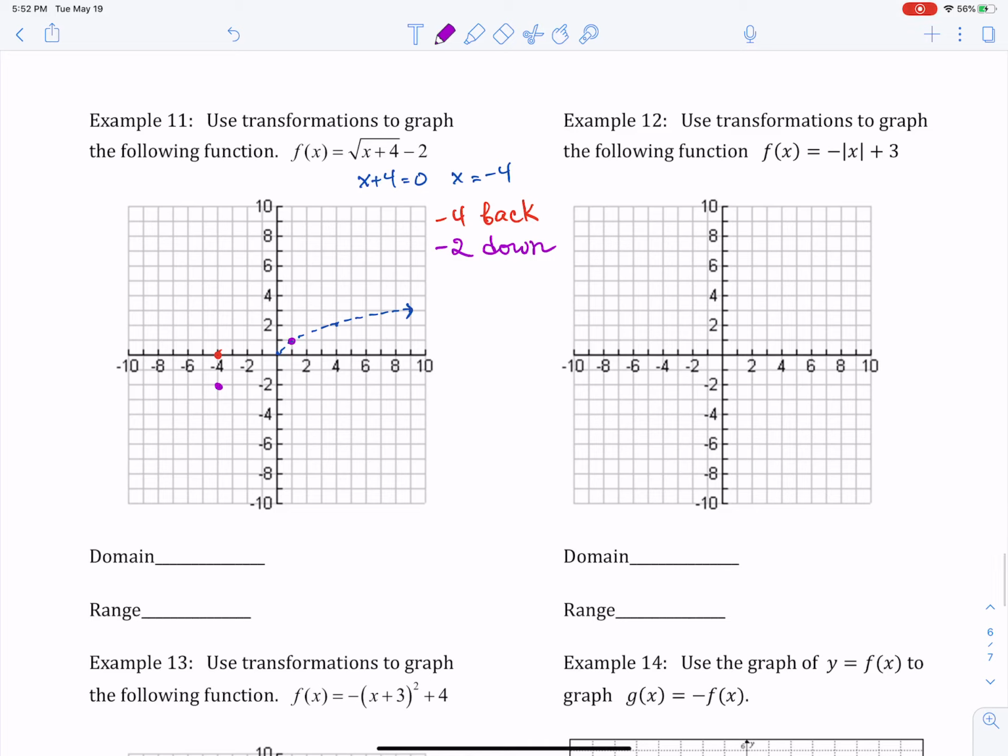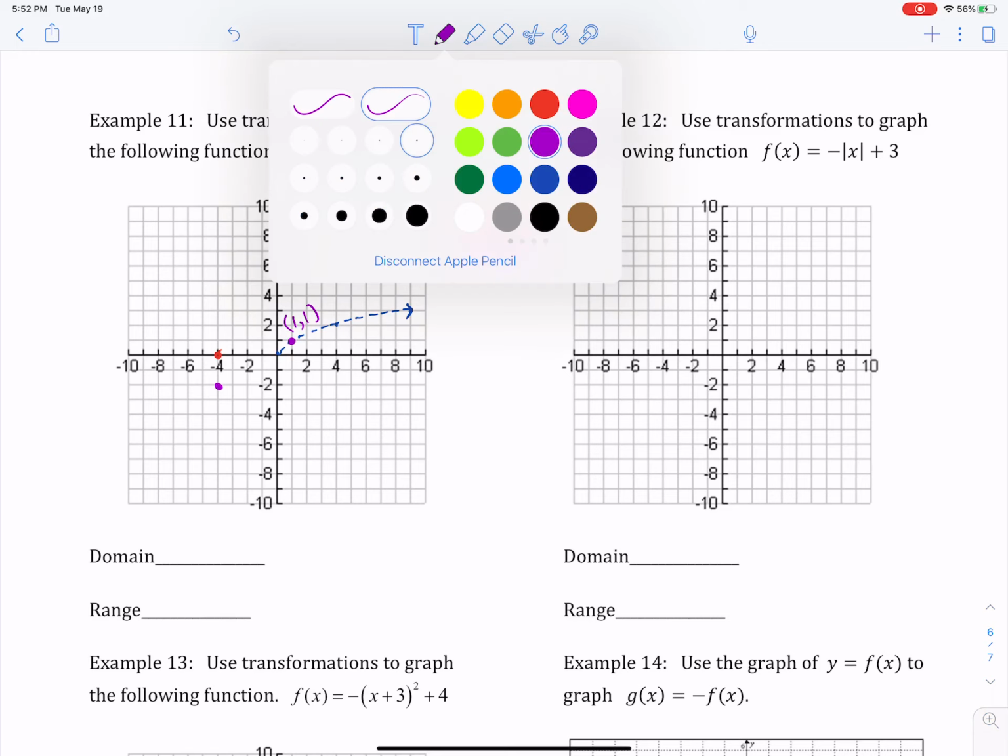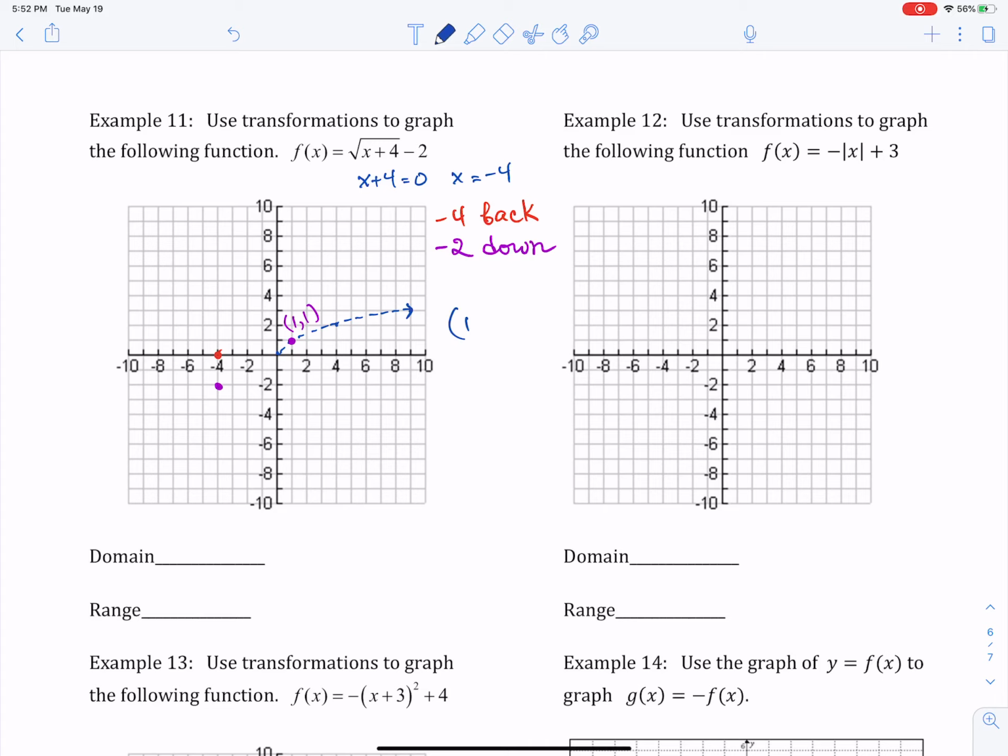And that first point, which originally was 1, 1, well, I need to go 1 minus 4, which is at negative 3. So you write that down. The original point 1, 1, the x value is going to be 1 minus 4, and the y value is going to be 1 minus 2. Or that's negative 3, negative 1. Right here.